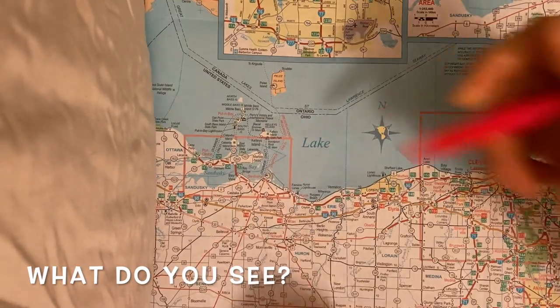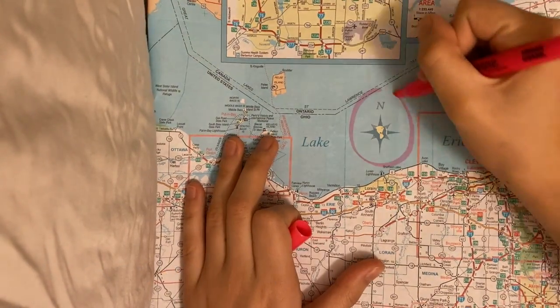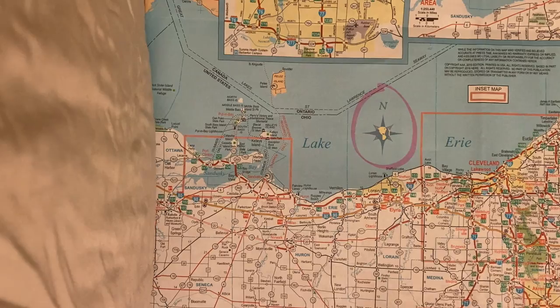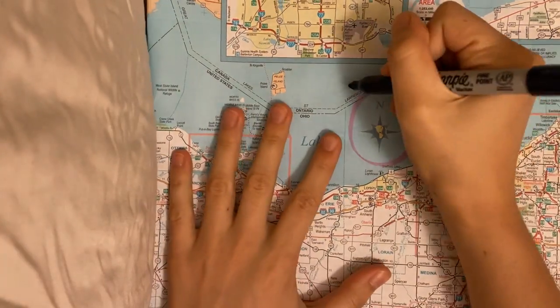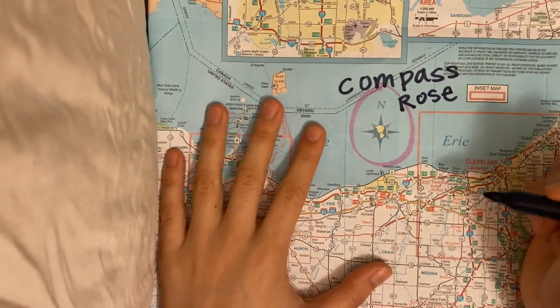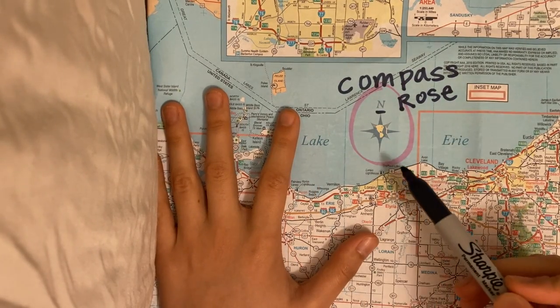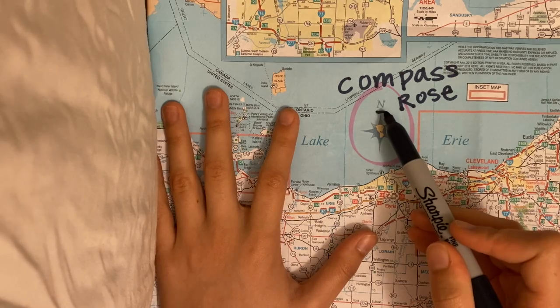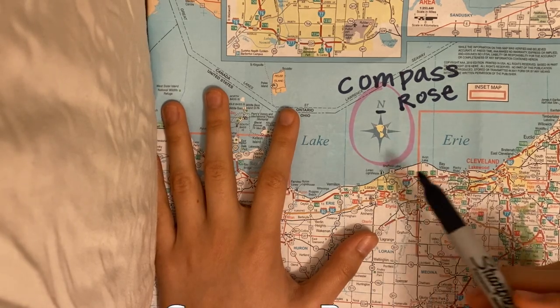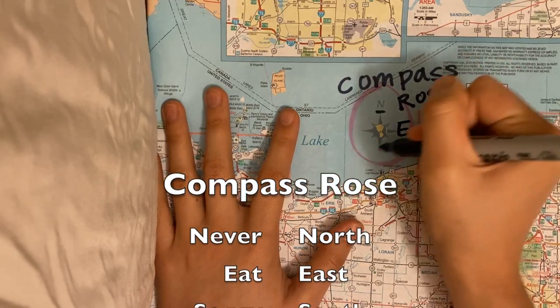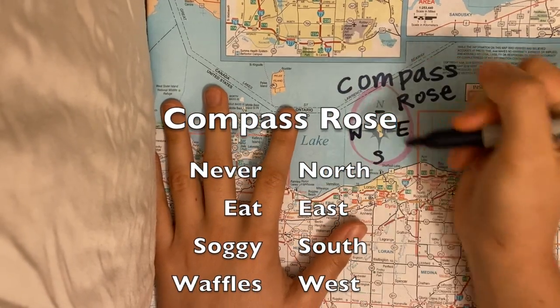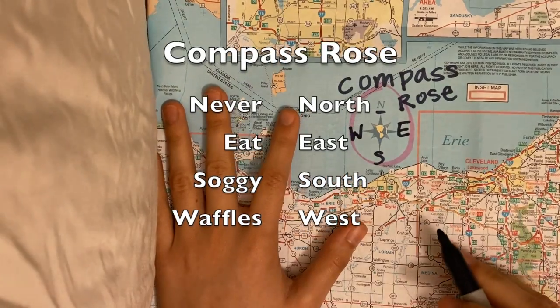Well, we have this, which says N. N stands for north, which means this is our compass rose. This compass rose only has an N, and that's because based on where north is, we can assume where all of the other directions are. So, never eat soggy waffles. These are the 4 directions of our map.